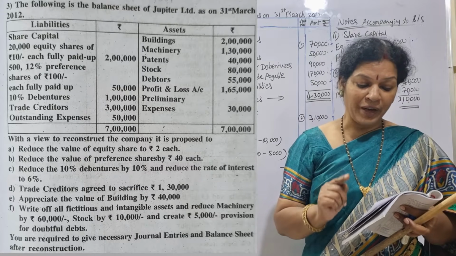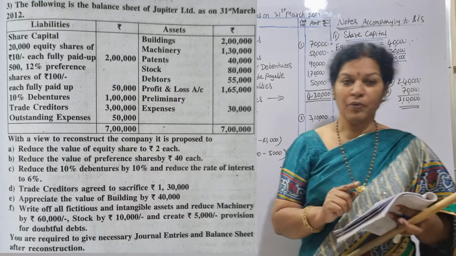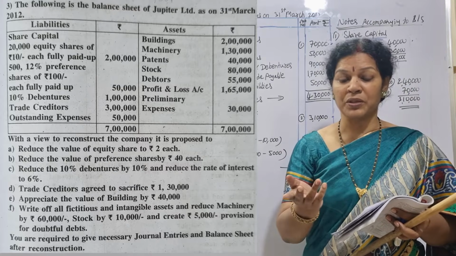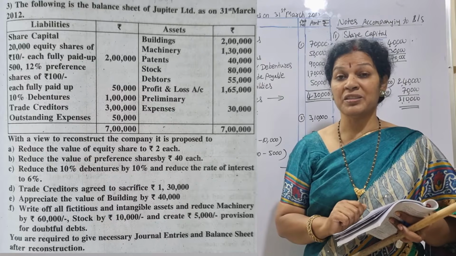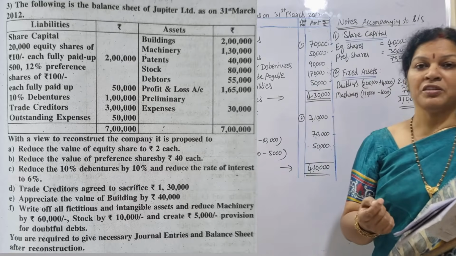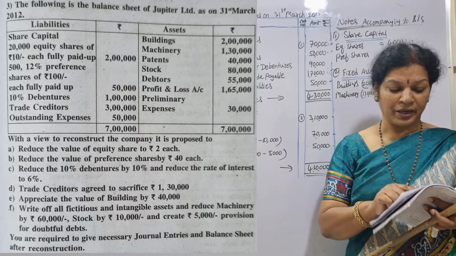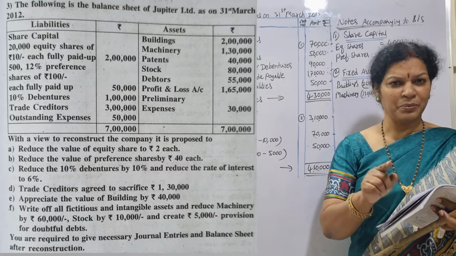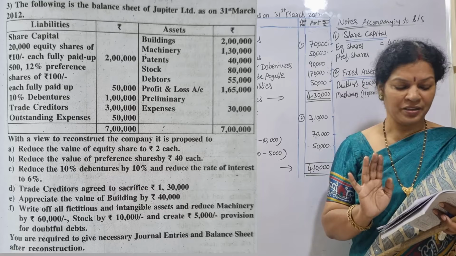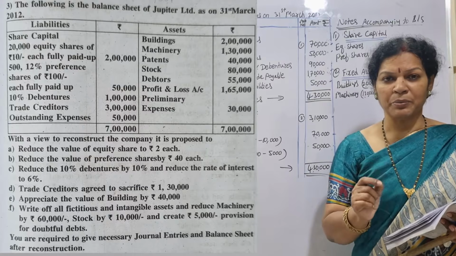Next, 500 shares, 12% preference shares of 100 rupees each. What are these shares? Preference shares. 500 into 100 comes to 50,000, which is given in the outer column. 2 lakh was equity shares, now 50,000 is preference shares. Next, 10% debentures of 1 lakh. Trade creditors, trade payable we will say in the balance sheet, but right now trade creditors are 3 lakh, outstanding expenses. The balance sheet is okay. Now coming to the adjustments, you need to be very careful about each and every adjustment.